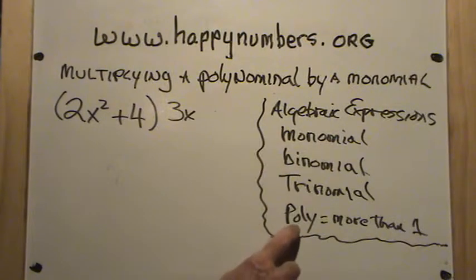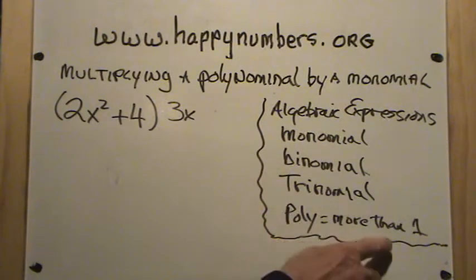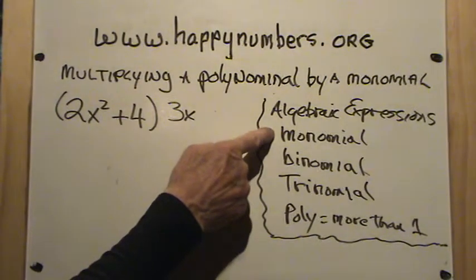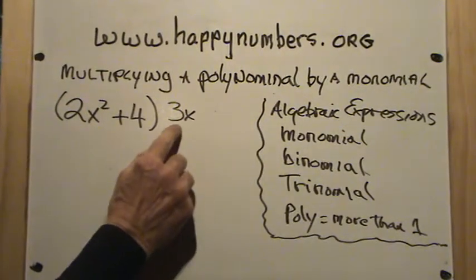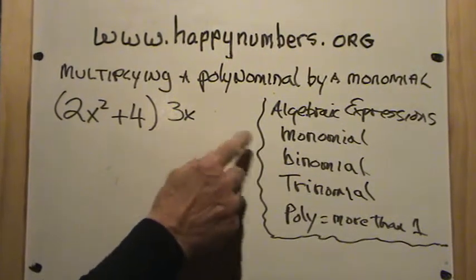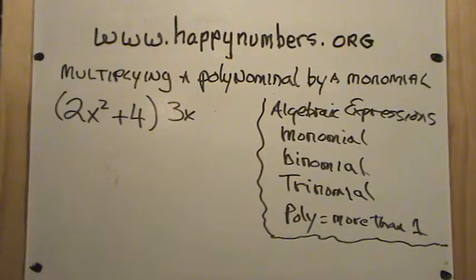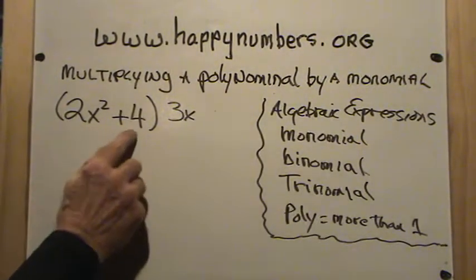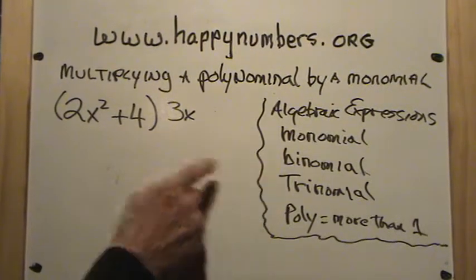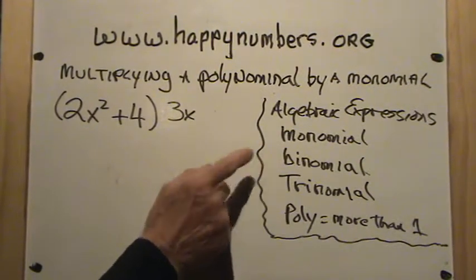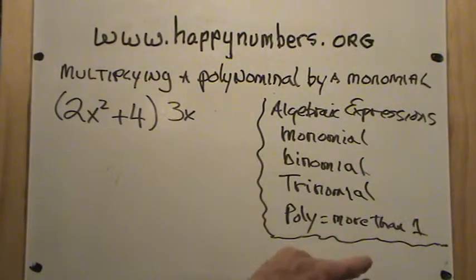Algebraic expressions, polynomial, poly means more than one. Now in algebraic expressions we can have a monomial, and a monomial is one. This is a monomial. One term has a coefficient and a variable usually, one term. We have a binomial. Now bi means two, like bicycle. This would be a binomial right here. And we have trinomials also, which would be three terms. And binomials and trinomials, algebraic expressions with more than one term, are called polynomials.